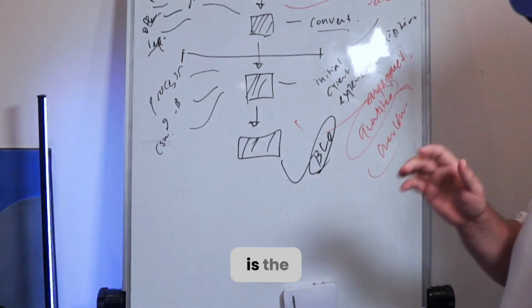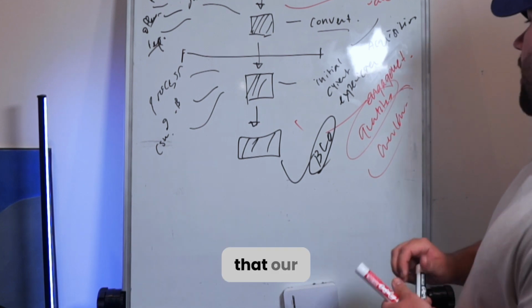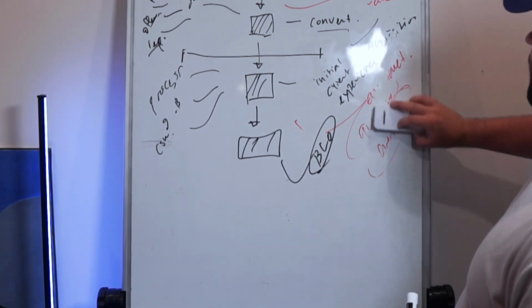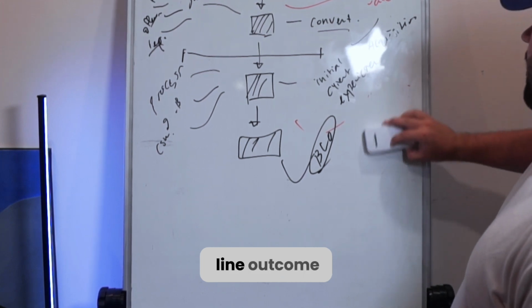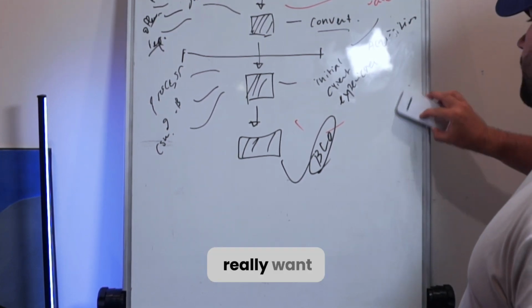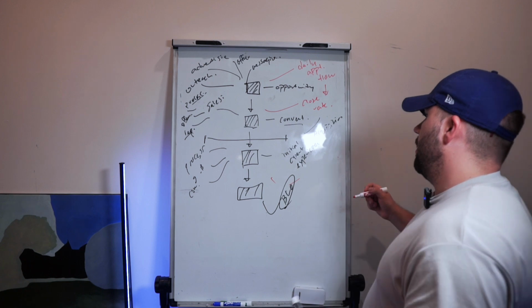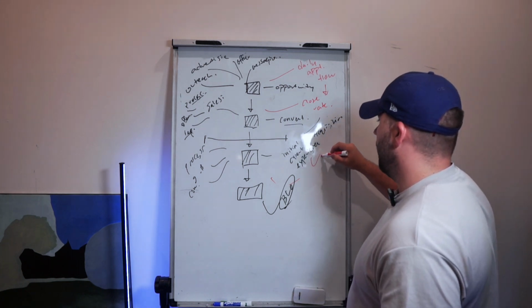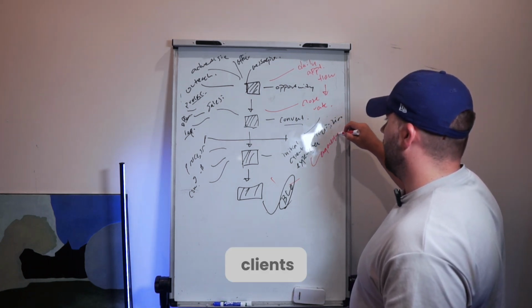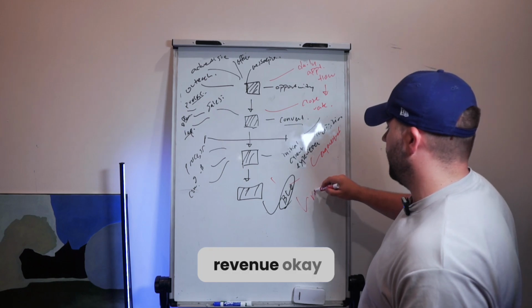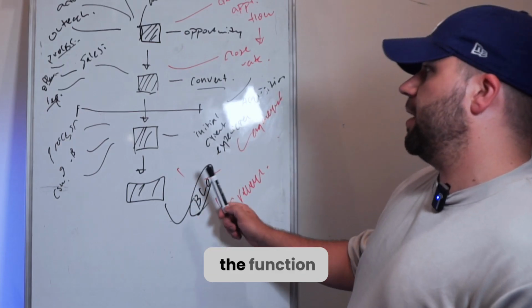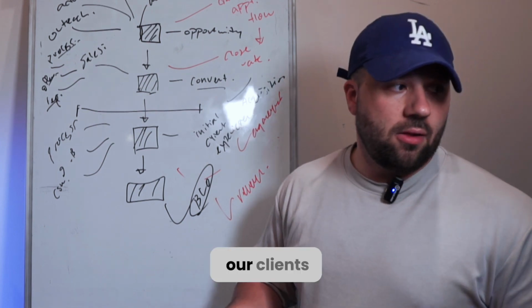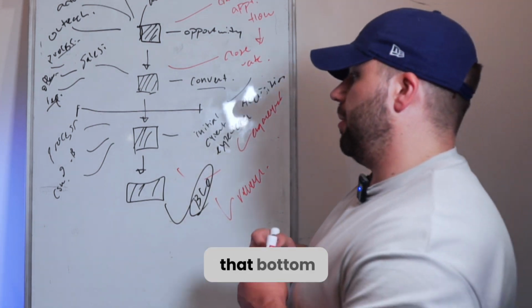So what is the bottom line outcome that our clients really want? What is the bottom line outcome our clients really want? For our clients, this is revenue. Now we want to know what is the function of the bottom line outcome? How do our clients actually achieve that bottom line outcome?